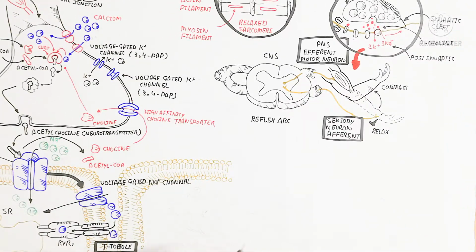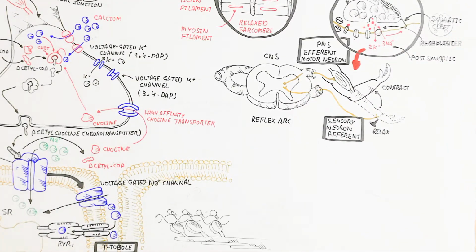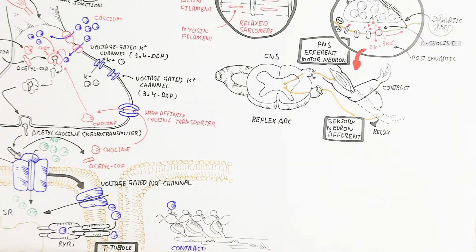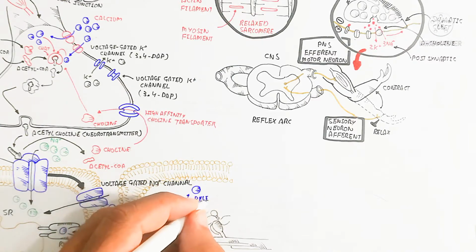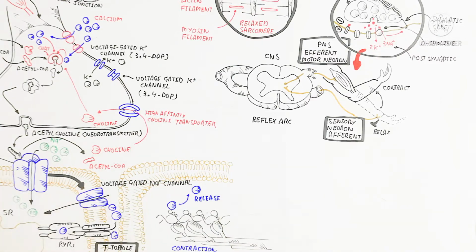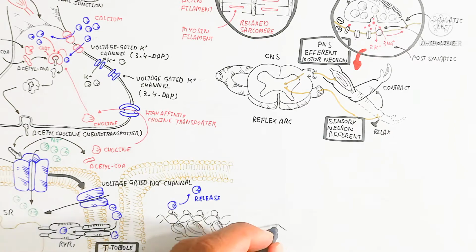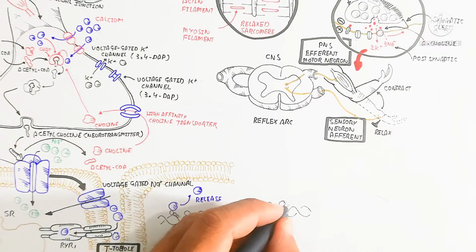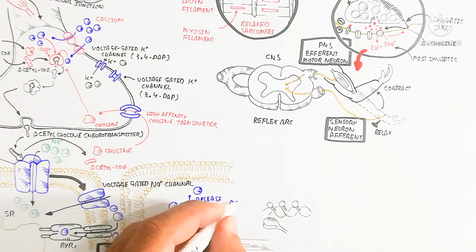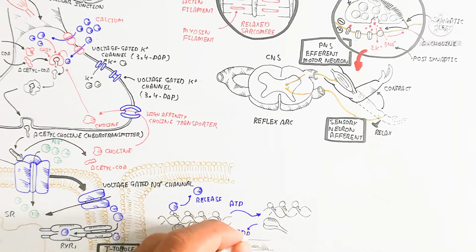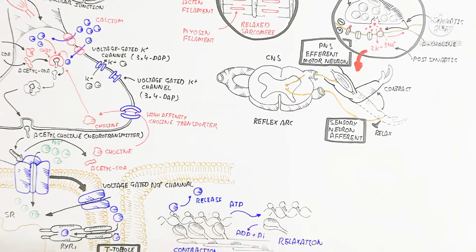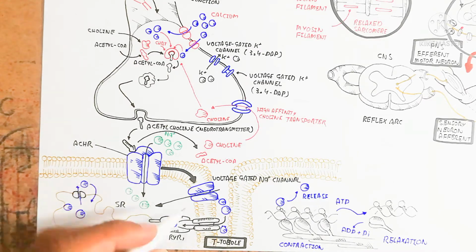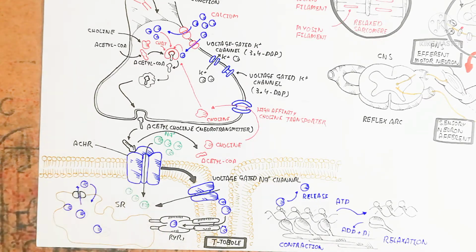RYR1 is the receptor which accepts the calcium, and the sarcoplasmic reticulum will allow the efflux. So this efflux of the calcium will lead to binding with the troponin, and this troponin binding leads to the contraction. After the release of the calcium, ATP is used to hydrolyze the myosin head, which contains a pair of heads. So this is the relaxation.